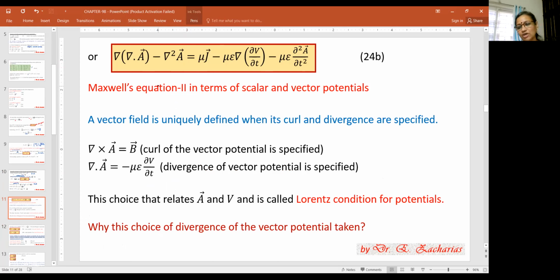Quite a complicated looking equation. Very complicated looking equation. So now we are going to do something to make it simple and elegant. Let's see what we are going to do.